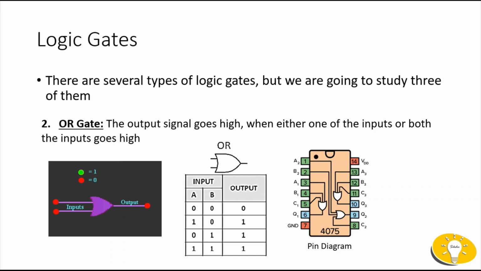The second logic gate is the OR gate, where the output signal goes high when either A or B or both inputs are high or 1. So A or B, that means either A is 1 or B is 1 or both of them are 1, then only your output will be 1.